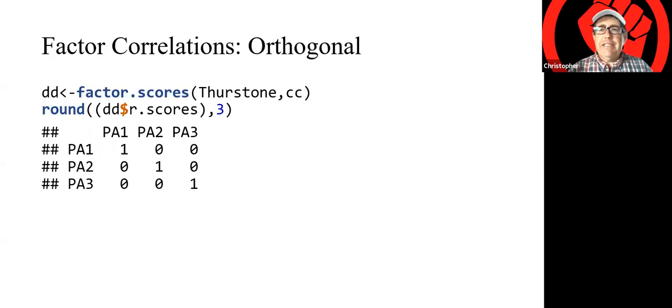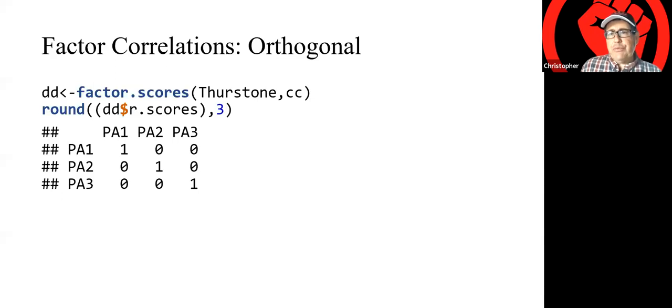Just to highlight differences between different rotation techniques, here are the correlations between the factors, and you can see that the factors are forced to be uncorrelated. Those 1s are their correlation with themselves. The 0s are their correlations with the other factors. And you can see that they're all 0 here, meaning that there's no correlation between the factors. They're not allowed to correlate at all.